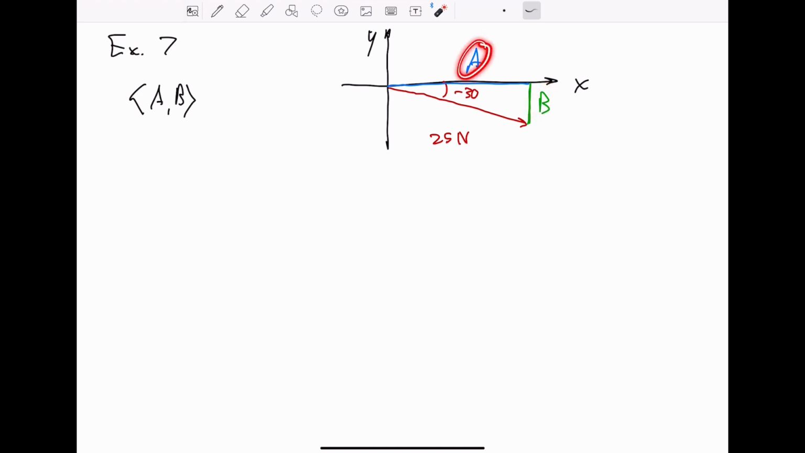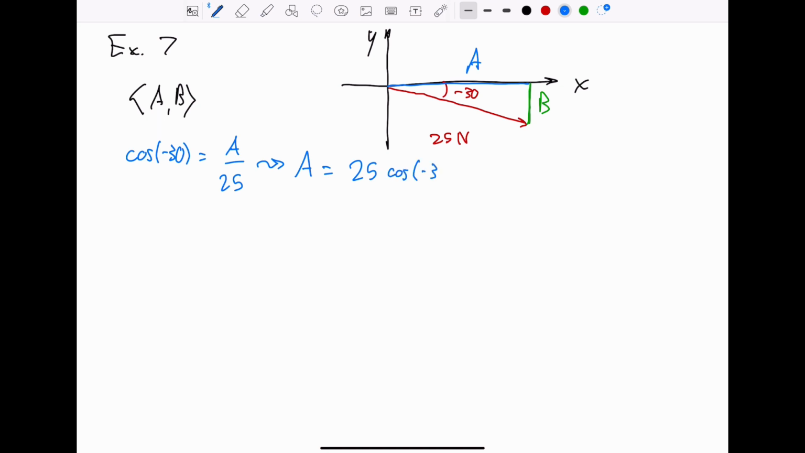So for example, A, how can we find this? What's a trigonometric relationship that relates the angle with A and the hypotenuse? How about cosine? Cosine of negative 30 degrees equals adjacent, A, over hypotenuse. I can solve for A by just multiplying the hypotenuse length on both sides: 25 times the cosine of negative 30. Cosine of negative 30 is square root of 3 over 2, so I have 25 times the square root of 3 divided by 2. That is the horizontal component of the force.